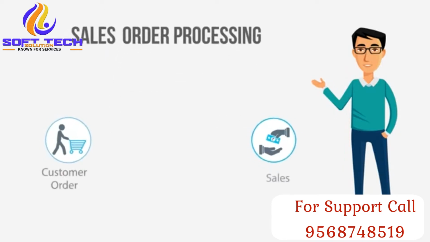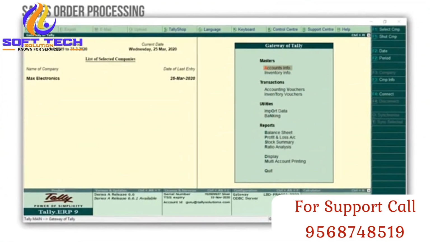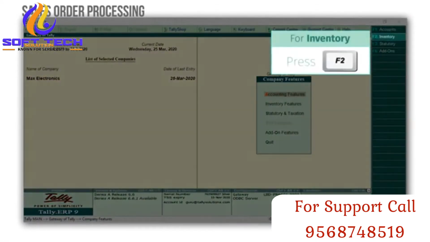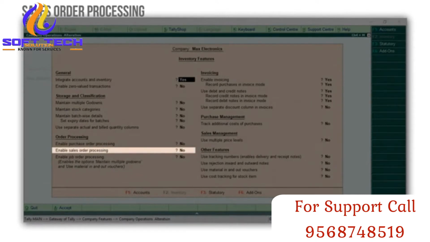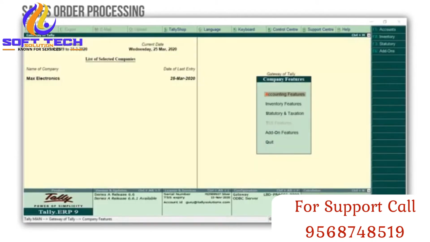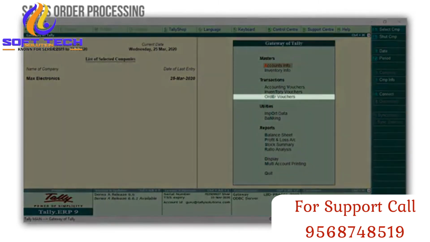Sales order processing is the process of receiving and managing orders from customers, and it involves tracking all the events until an order is fulfilled. To enable sales order processing, press F11 for features, F2 for inventory features, set sales order processing to yes, press Ctrl A to accept the screen, press escape to come back to the gateway of Tally. Now, you can see that order vouchers are available right below inventory vouchers under the transaction section.